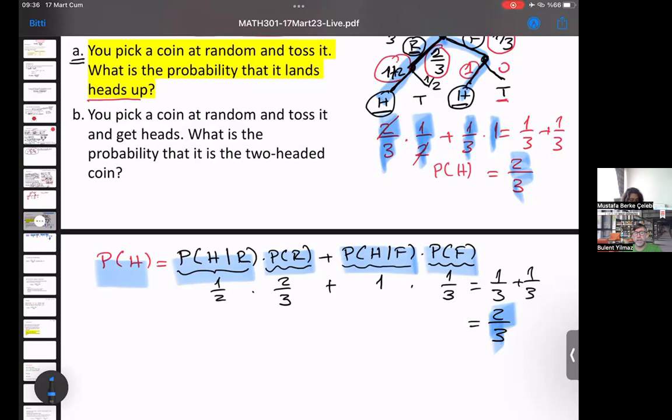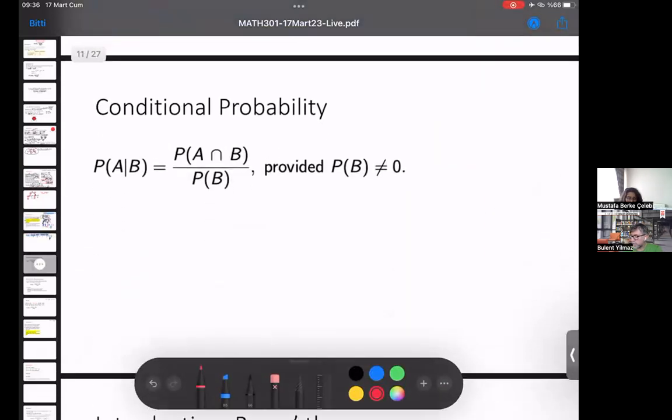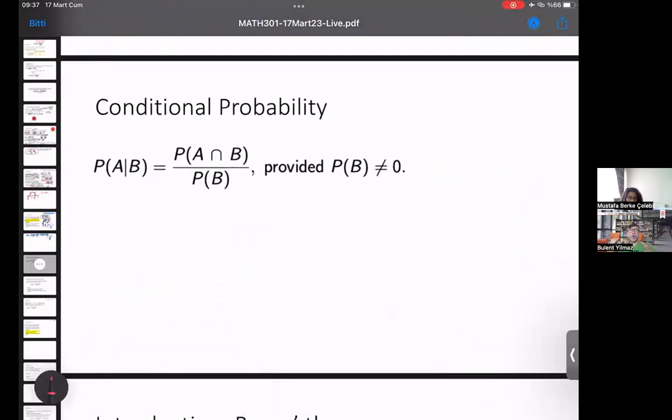Is that clear, guys? At this point, do you have any questions? Okay, let me move on to the next topic then. We will use this concept, law of total probability, in the coming parts of the class, and I will give a break. Let us talk about conditional probability, then I will give a break in 3 minutes. It will be a 10-minute break.